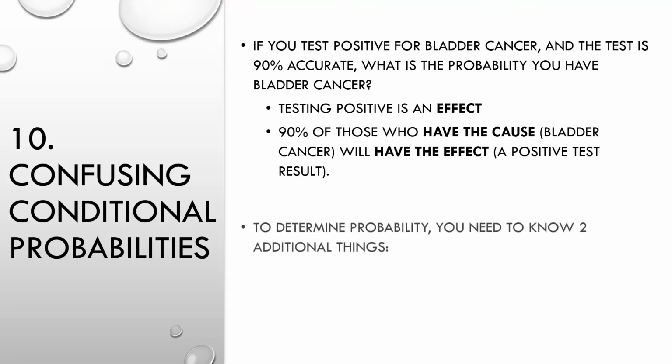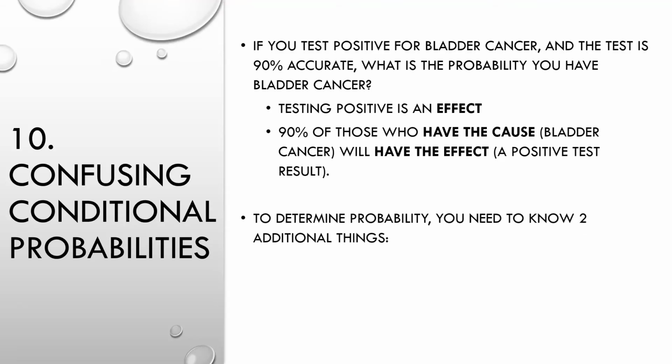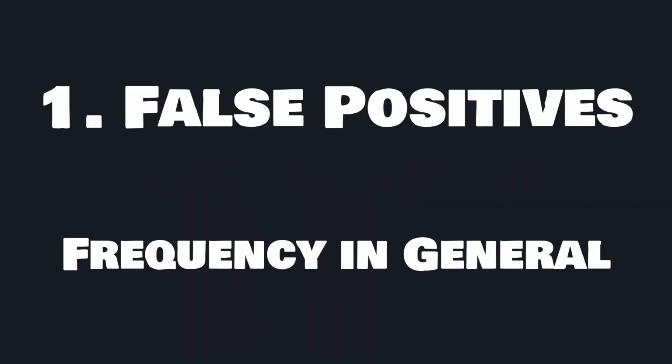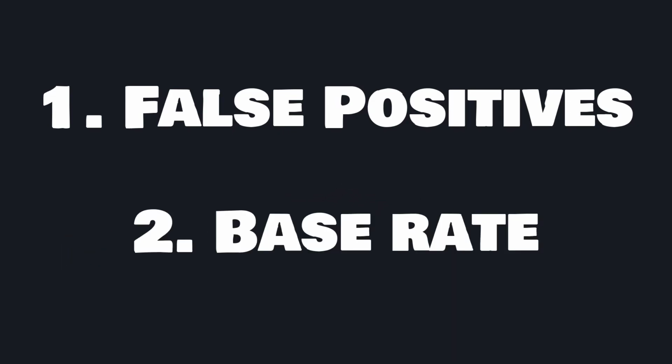To determine the probability of having bladder cancer, you actually need to know two additional things. One, the percentage of people without bladder cancer who test positive, what we call false positives, and two, the frequency of bladder cancer in general, which we call the base rate.